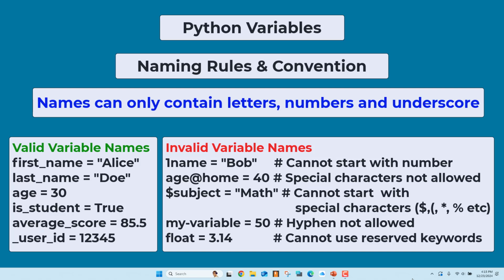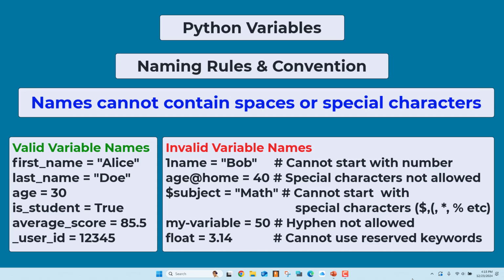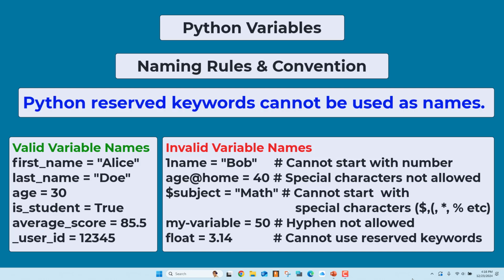Variable names can only contain letters, numbers, and underscore. Variable names cannot contain spaces or special characters. Python reserved keywords cannot be used as variable names. Python reserves a small set of keywords that designate special language functionality. You can get the list of reserved keywords by using help keywords.